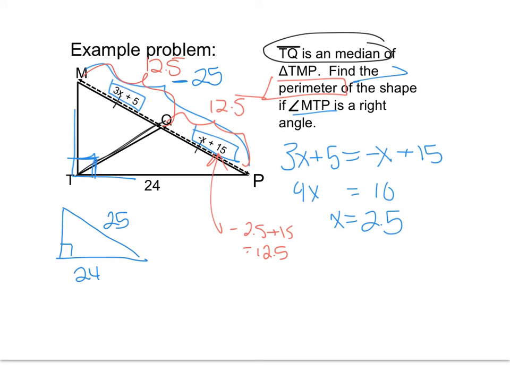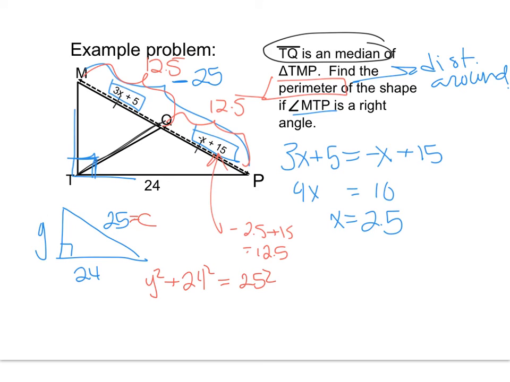Perimeter is distance around, right? So I'm missing one of my distances. I'm missing this guy. I'm going to call him Y. But it's a right triangle. My favorite types of triangles, because we can use our favorite theorem on there, the Pythagorean theorem. So now I can say this is my hypotenuse, right? So this has got to be my C. So I'm going to do y squared plus 24 squared equals 25 squared. Subtract 24 squared from both sides, so I get y squared equals 25 squared minus 24 squared.